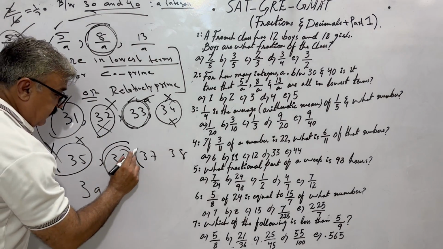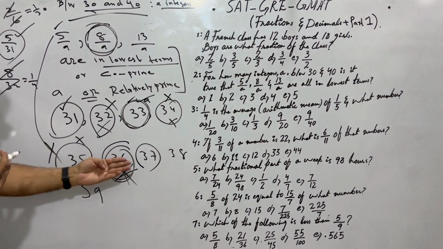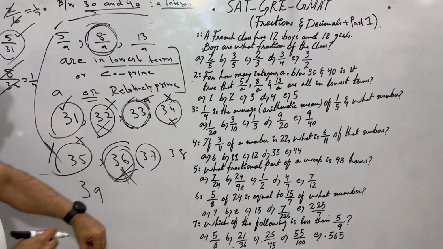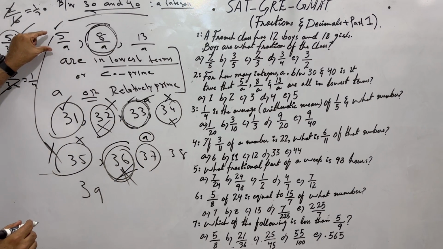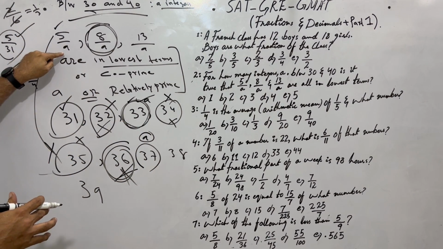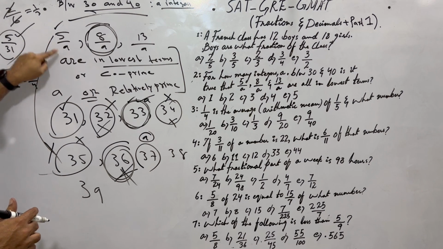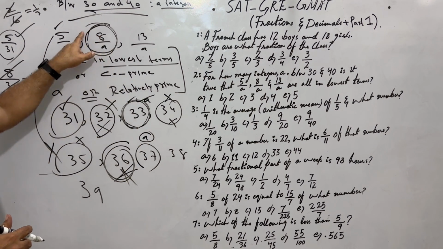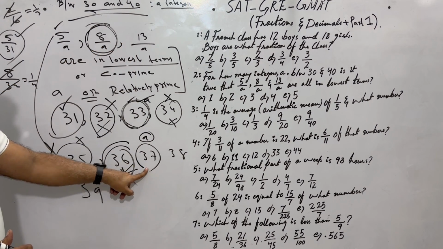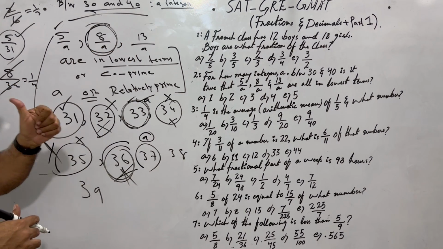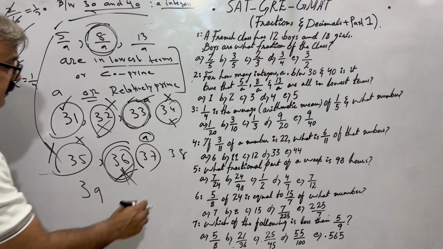What about 37? Accept this. It's something wonderful because 37 is prime. A prime has no common factor with anyone but 1. 5 and 37 have common factor 1. 8 and 37 have common factor 1. Similarly, 13 and 37 have common factor 1. So it's our pick.